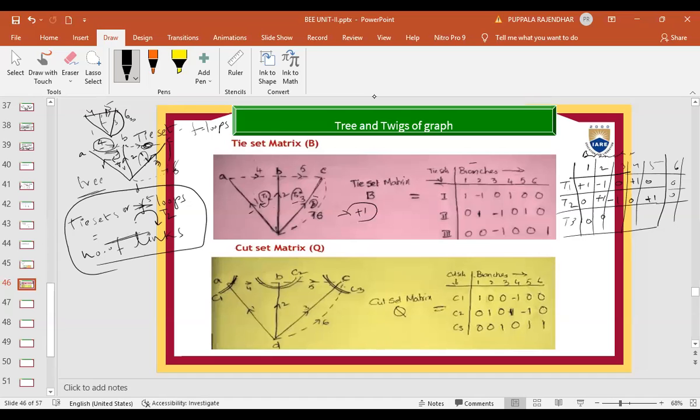Tie set 3 to 3: 1. Which direction does it follow? Link direction. No, that's wrong, sir. This comes as minus here, so we get -1. I said 3 to 4: 0. 3 to 5: 0. 3 to 6: +1.